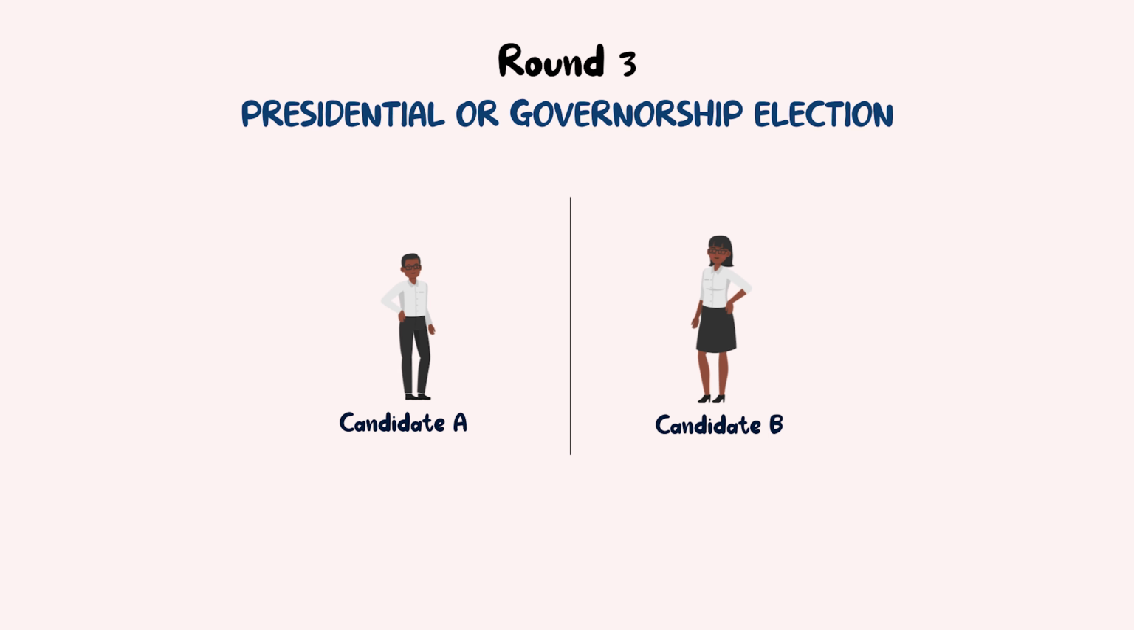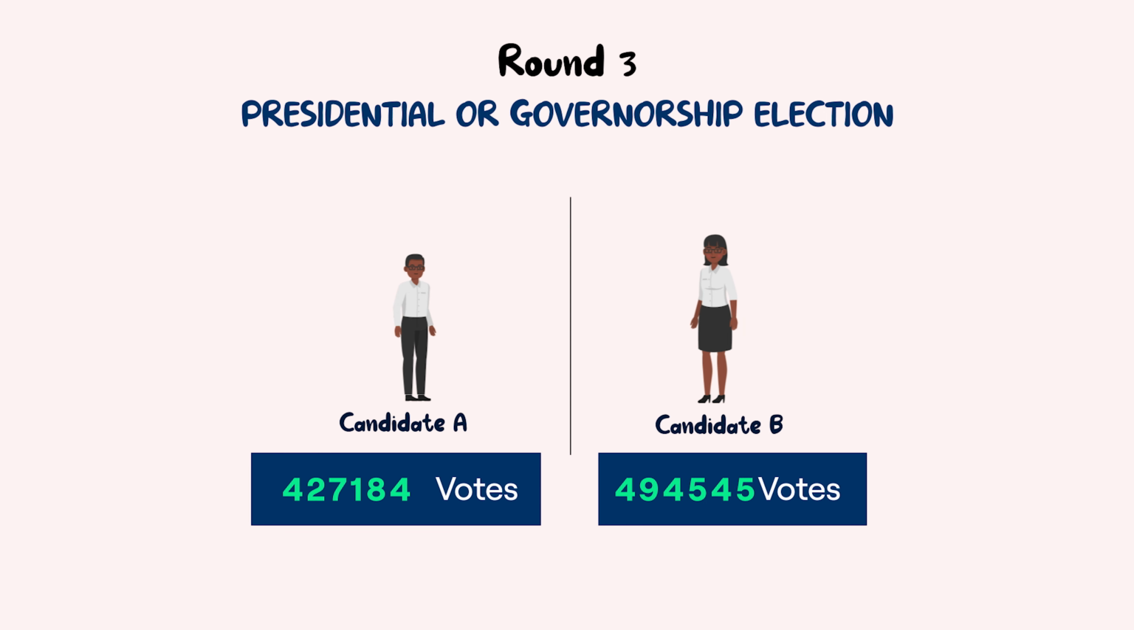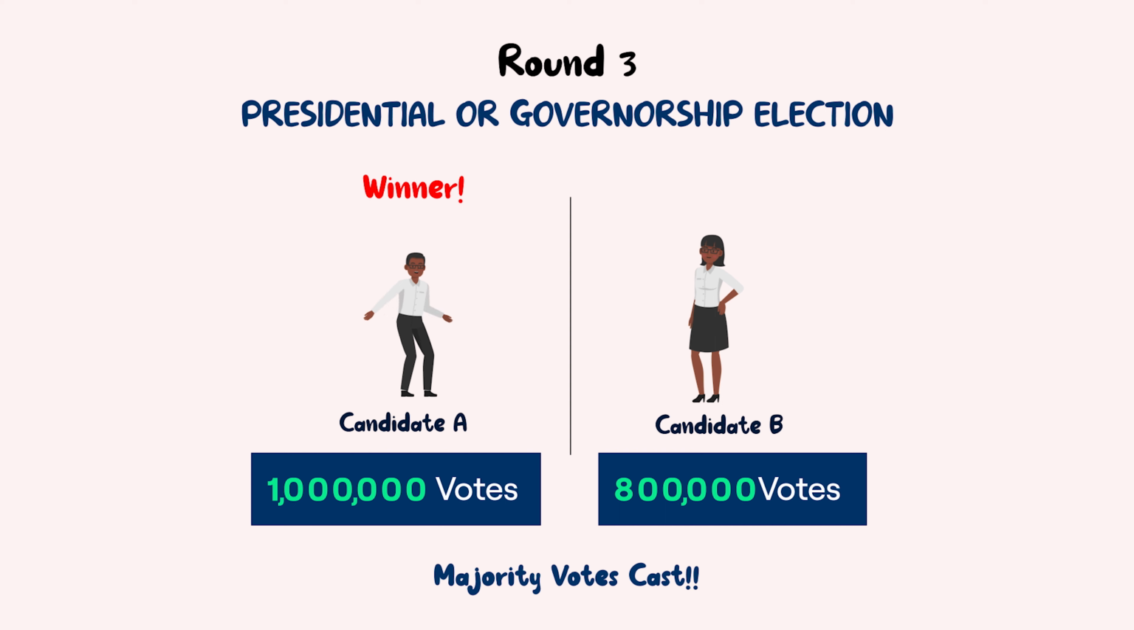If no candidate still did not meet these requirements, INEC will organize a third election within 21 days after the second election to determine a winner. After this stage, the candidate who gets the majority of the votes cast in this election is declared the winner.